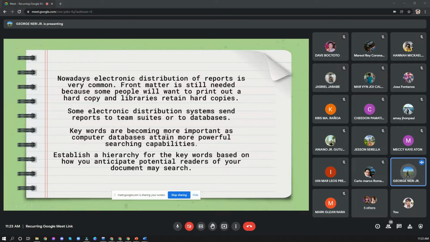Keywords are becoming more important as computer databases attain more powerful searching capabilities. Establish the keywords based on how you anticipate potential readers of your documents may search.